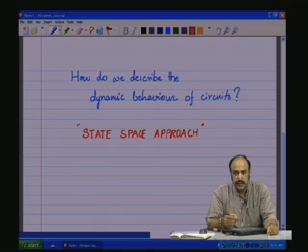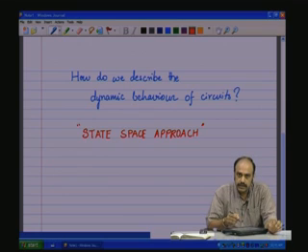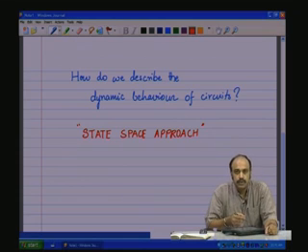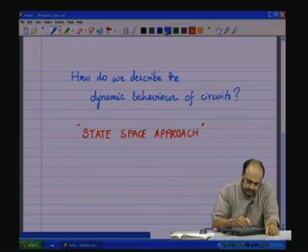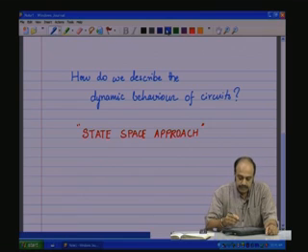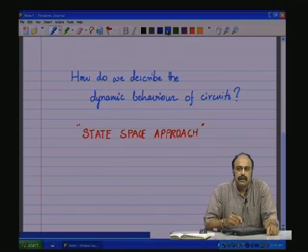Throughout this session and also in the future classes, we are going to use only the state space approach to mathematically represent the circuits and thereby afterwards use it for analysis. So, in the state space approach, the behavior of the system at any given instant is fully defined by two main variables.